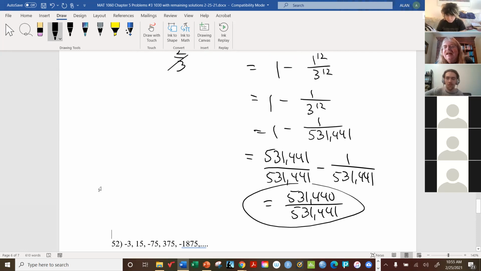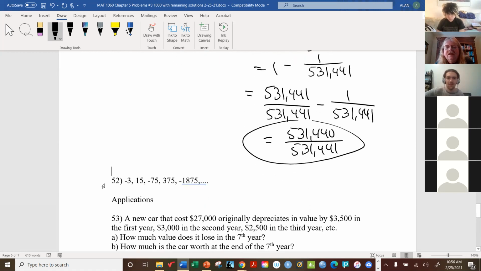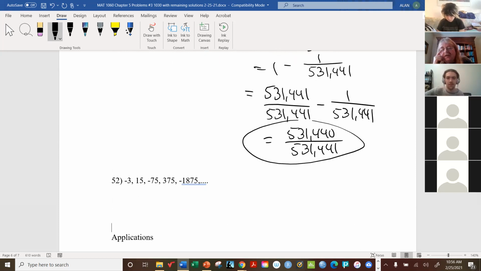Now we saved the best for last. We've got one with negatives, and we haven't seen that just yet in this problem set. Negatives. Is that going to be a problem? Not really, because it just means that the ratio is negative.